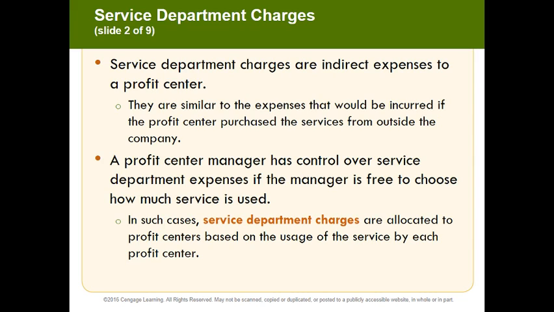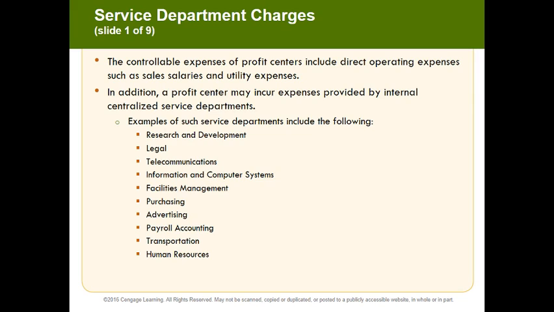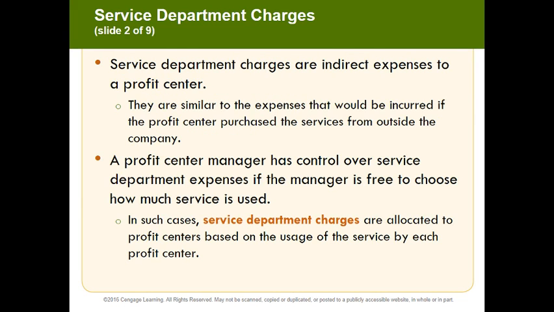Service department charges. So we're looking at all these various ones I just named off, from research department all the way down to human resources. Are indirect expenses to the profit center. They're allocated there. They're similar to expenses that would be incurred if the profit center purchased those same services from outside the company.